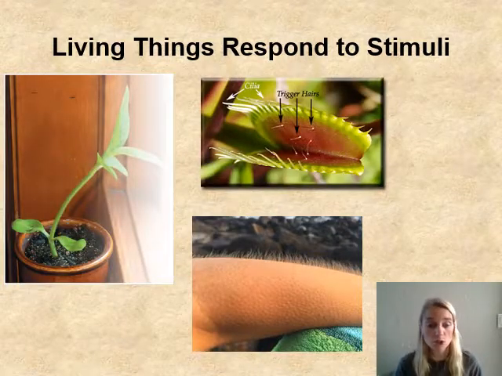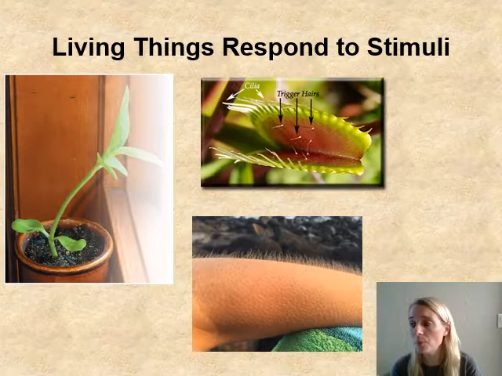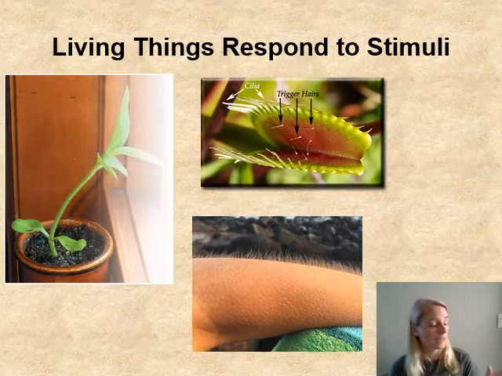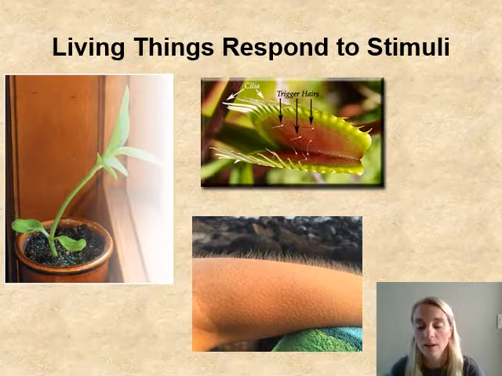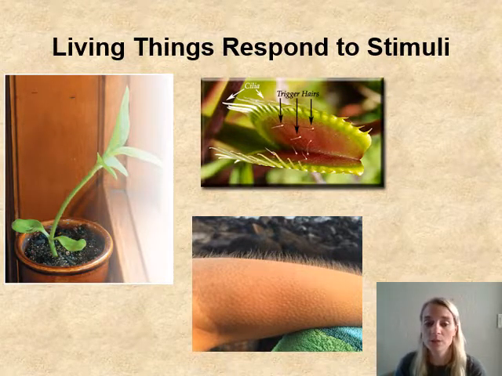All right, so here are some pictures of things responding to stimuli. Here's a plant sitting in a window. You may have seen this before at your own house, where you put a plant next to the window, and after a day or two, all the leaves are pointing to the sun. They have this response to sunlight because they need to photosynthesize.